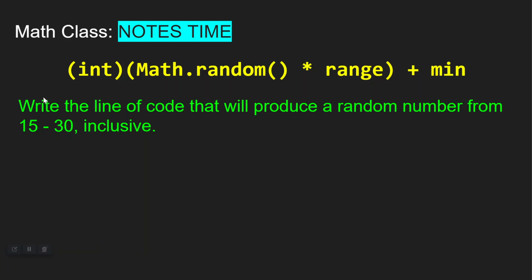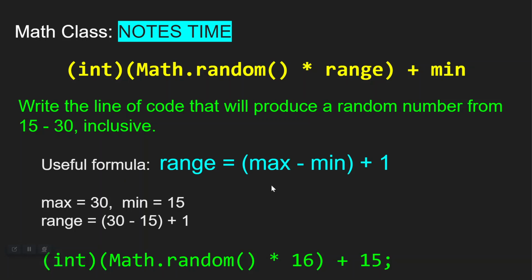So what if we needed to write the line of code that would produce a random number from 15 to 30 inclusive? What if this was what we were told to do? And we're given the minimum number, and then we're given the maximum number, but we don't know the range. Well, it turns out there's a really useful formula. The range, this number right here, is always equal to the max minus the min plus 1.